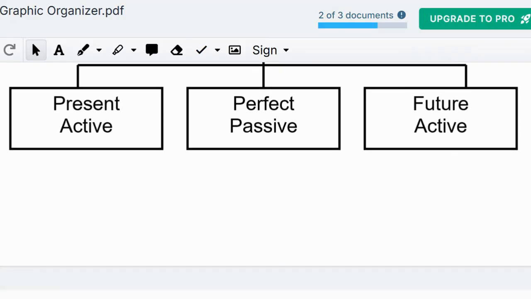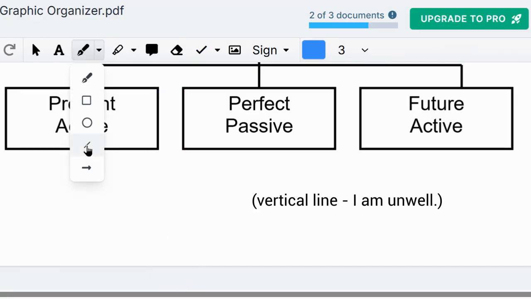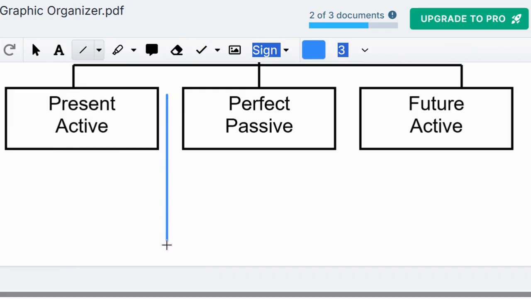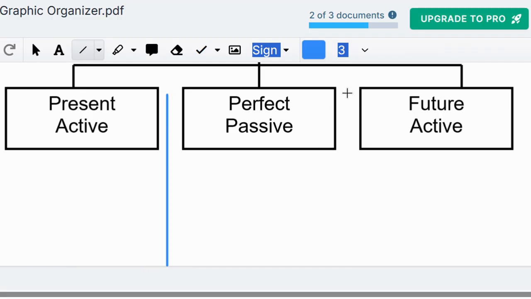So what you're going to do now is look at your paper and draw a horizontal line, not this atrocity that I just drew. Let's try that again. All right. You're going to draw a line down between the present active, and you're going to draw another line between the perfect passive and the future active. Okay, so draw those lines on your paper.